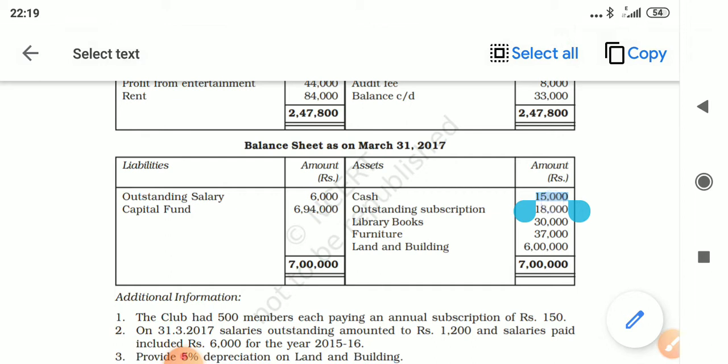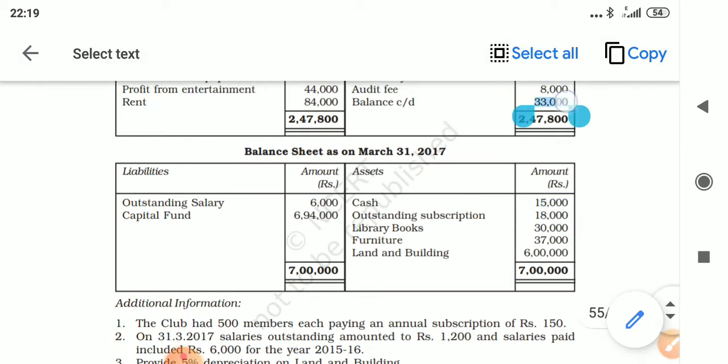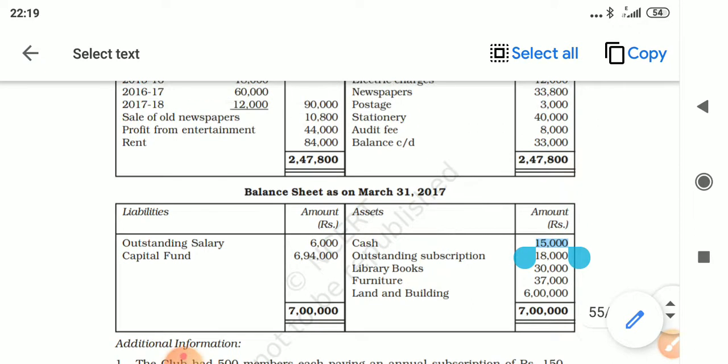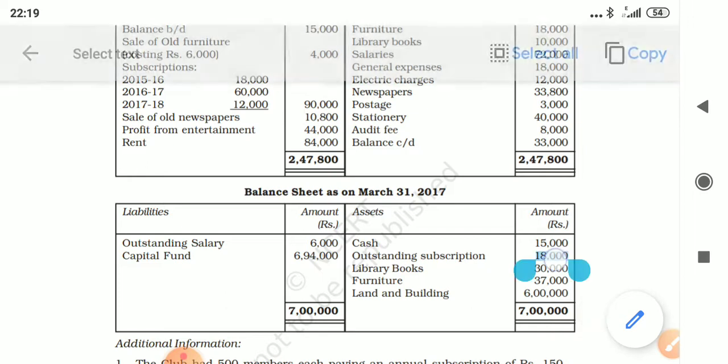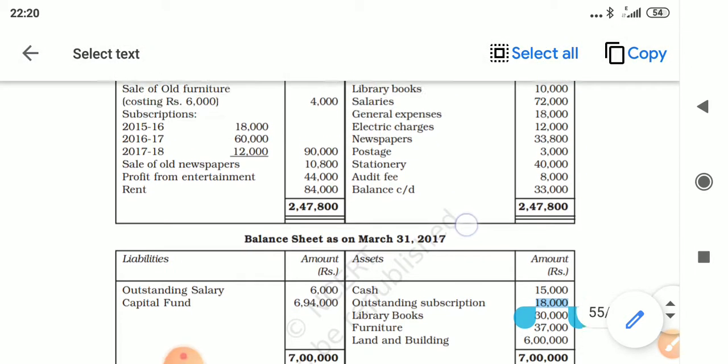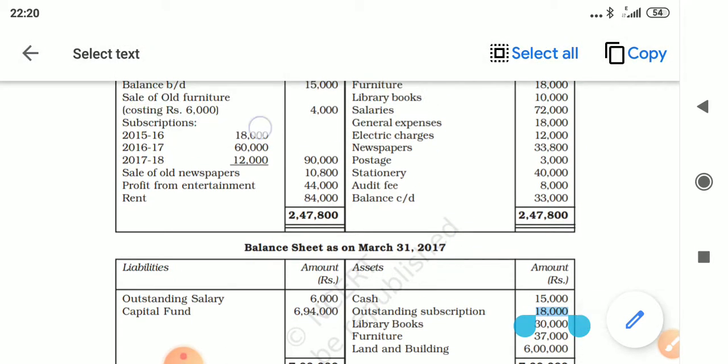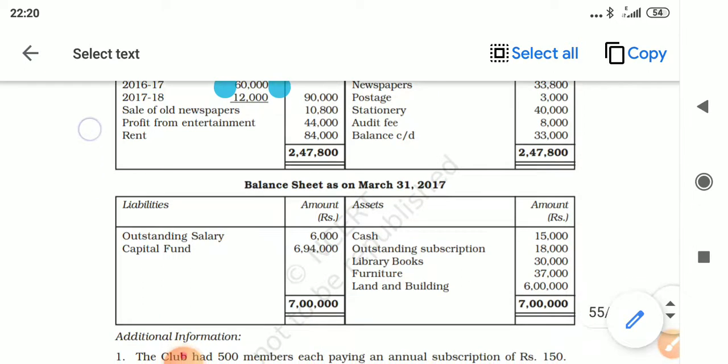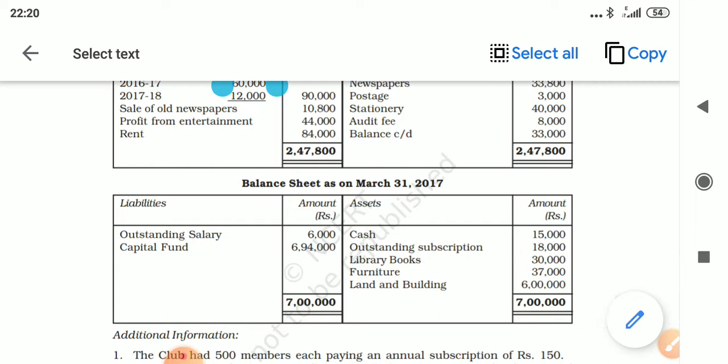Asset side, this cash balance will not appear in current year's balance sheet because we have a new cash balance, 33,000. So this 15,000 will not appear. Outstanding subscription, 18,000 is outstanding, previous year's outstanding. If you see, we have received full 18,000. So this is also tallying. So nothing in this regard will appear in current year's balance sheet.